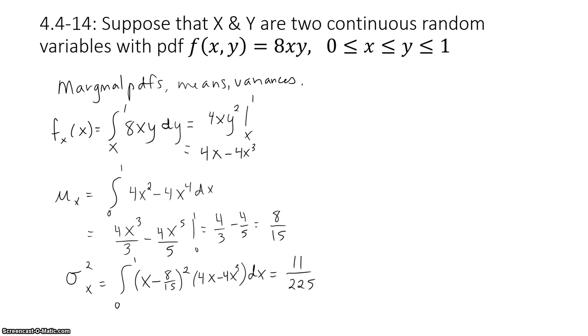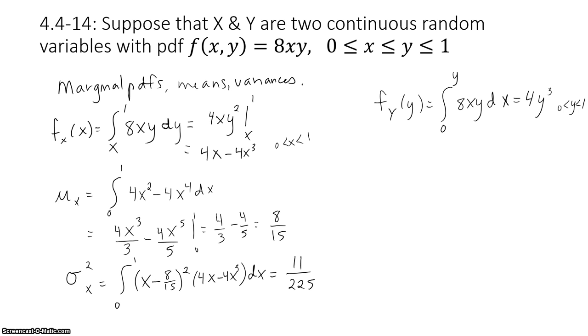And once again, I can find the variance of x, integrating over all the possible values of x, x minus the mean of x, which I just showed was 8/15, squared, times our marginal distribution of x, 4x minus 4x cubed, dx. And that gives me a variance of 11/225. I'm going to go through this process again with y.